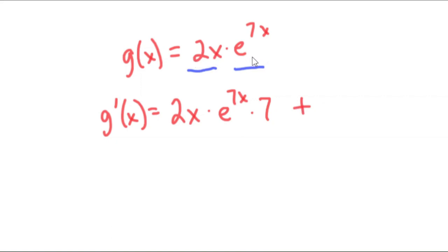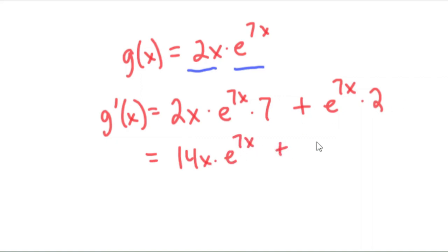Okay, plus, and remember it's plus for the product rule. We have the first function times the derivative of the second, plus the second function, e to the 7x, times the derivative of the first. And what's the derivative of 2x? It's just 2. Okay, now you could write this as your answer. Just type it in all like this, and that'd be fine. You could combine the 2 and the 7 becomes a 14. So you could write this as 14x times e to the 7x.